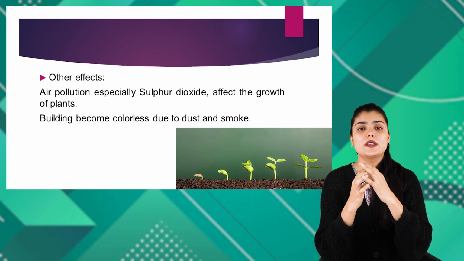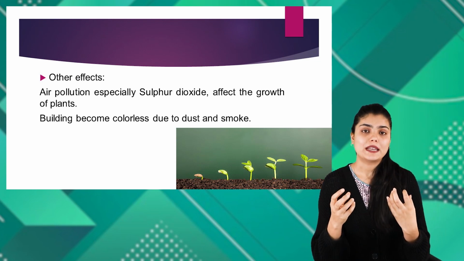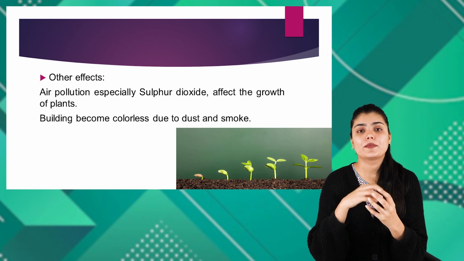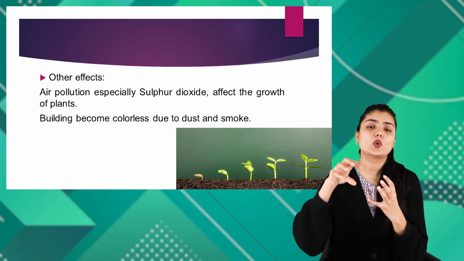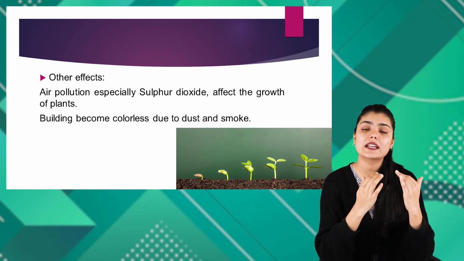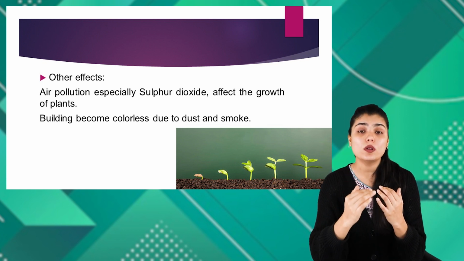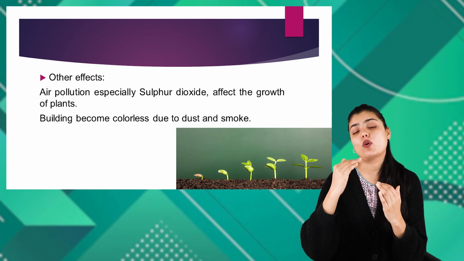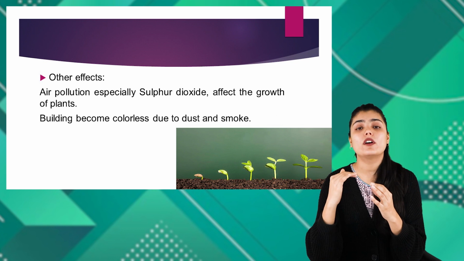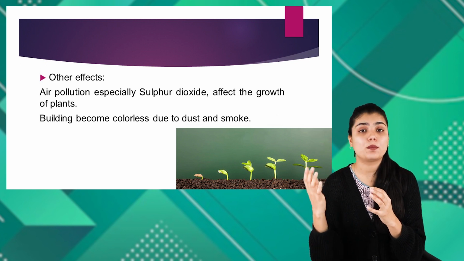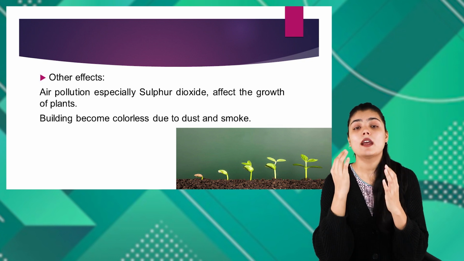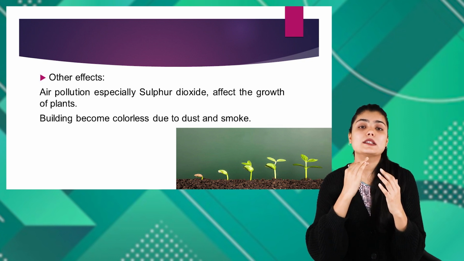So the effect of air pollution is temporary and permanent, but there are other effects of air pollution as well, which include affecting the growth of the plant. Excessive air pollution will not only affect the health status of an individual but also the growth of the plant. The buildings will also lose their color over a period of time because of the presence of dust and smoke in the air.